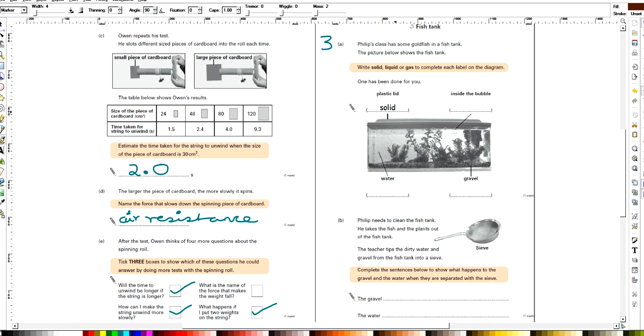So the lid is a solid. Inside the bubble we have gas. Water is a liquid.